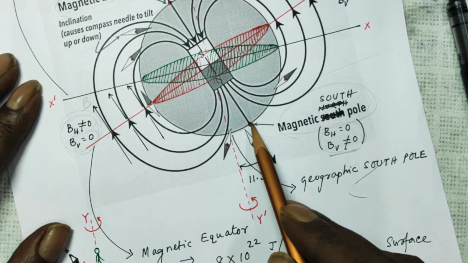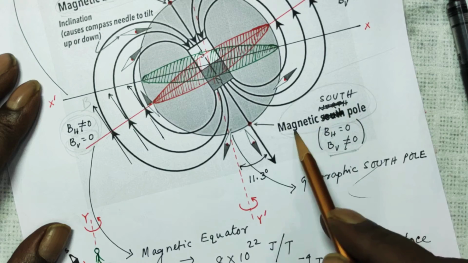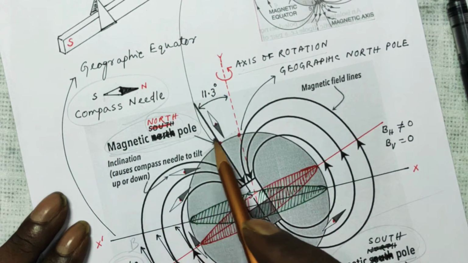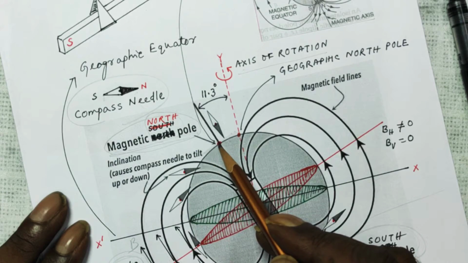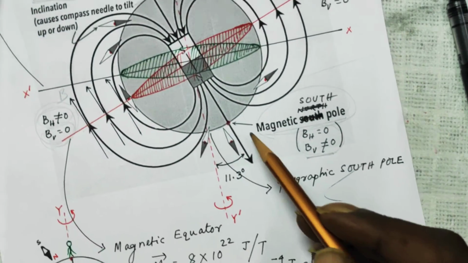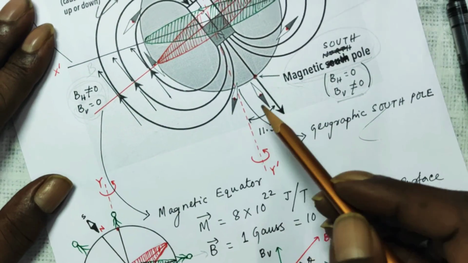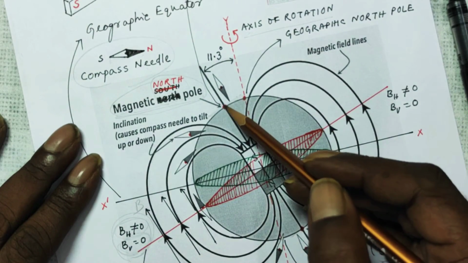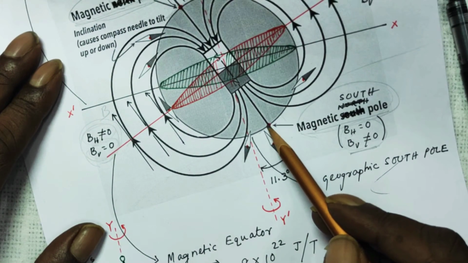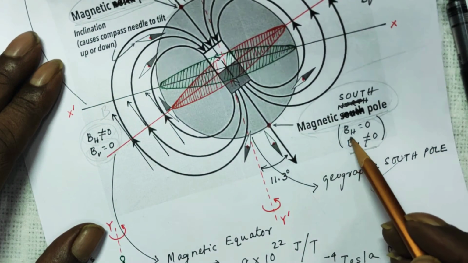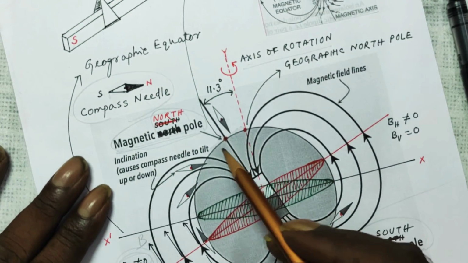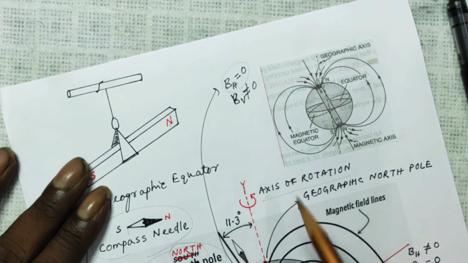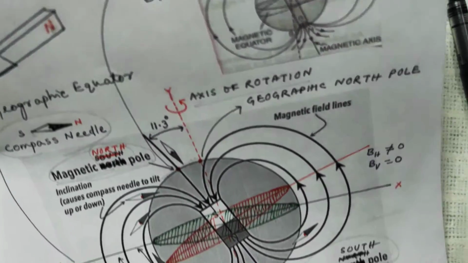So at this point, that is the magnetic south pole, and this point, the magnetic north pole. Here the needle will be totally vertical. Here the compass needle will be totally vertical. Meaning at these two points, the horizontal component is 0, and it is only vertical.